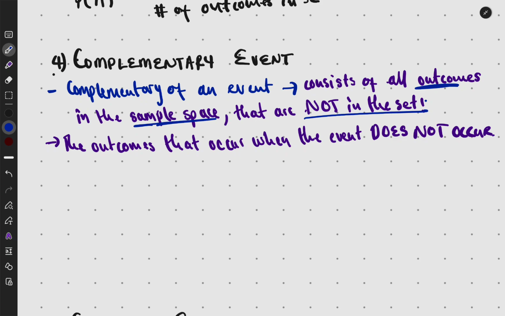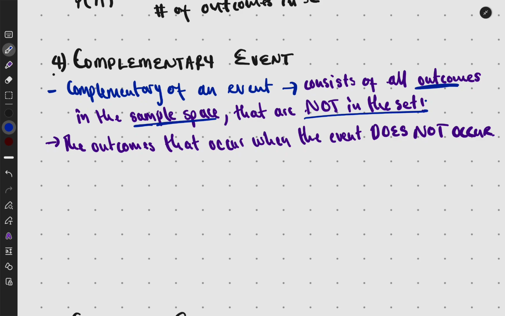For your complementary event, because an event is a bunch of outcomes, right? So a complementary event is a set of outcomes that does not occur. It is the set of outcomes that occur when the event does not occur. So when the event does not occur, then these are the complement. And that is going to be your complementary event.